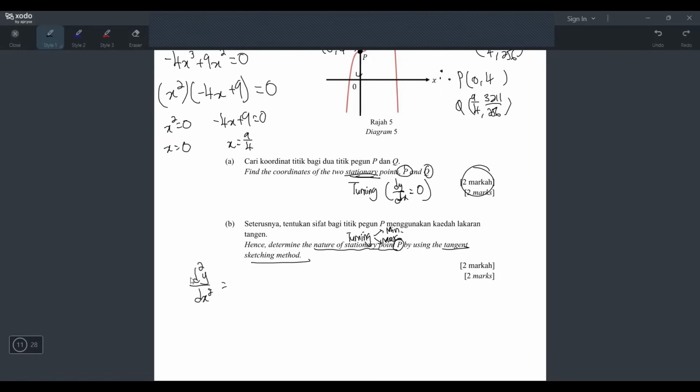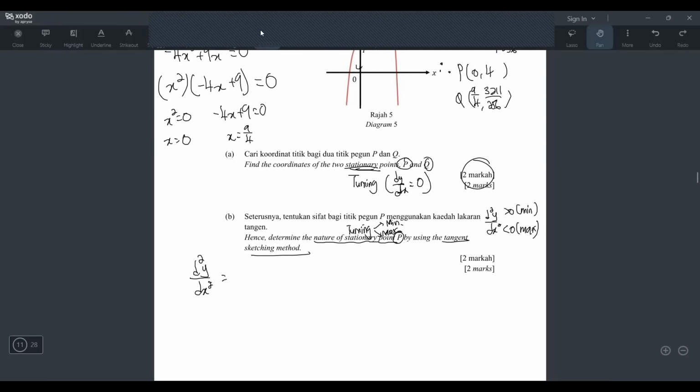This means you have to differentiate twice. And if your second derivative, d2y over dx2, is bigger than 0, it means it's minimum. But if it's smaller than 0, it's maximum, right? But in this question, they asked me to determine the nature of P. They never asked me to determine it for Q. But I will do it anyway for you. So I'm going to show you now.